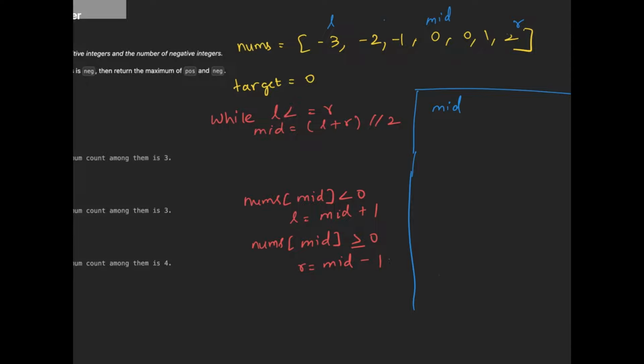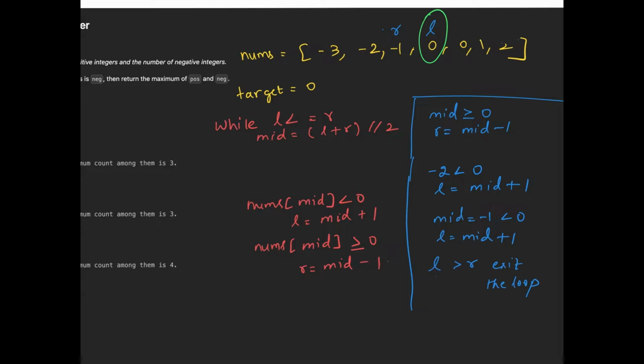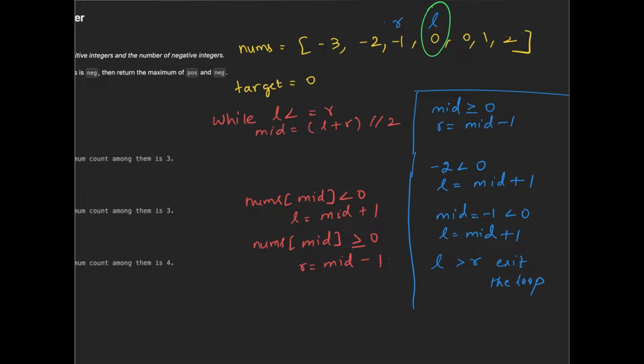When mid equals 0, instead of returning mid, we update the right pointer to mid minus 1 and continue the search to the left side of the array to ensure we find the first 0. In the first iteration, we update the right pointer because the value at mid is 0. In the next step, mid is minus 2, which is less than 0, so we shift the left pointer. Now both left and right pointers are pointing to the same element, which is minus 1. Since it's less than 0, we move the left pointer. At this point, the left pointer becomes greater than the right pointer, so we exit the loop. The left pointer's position is now the first occurrence of 0.